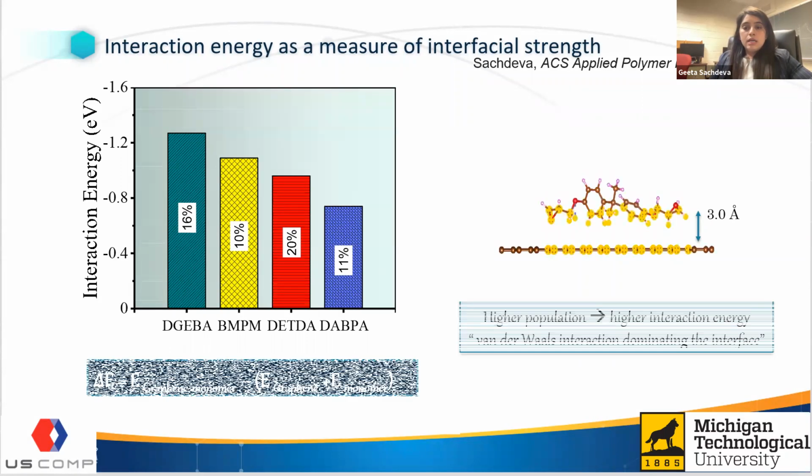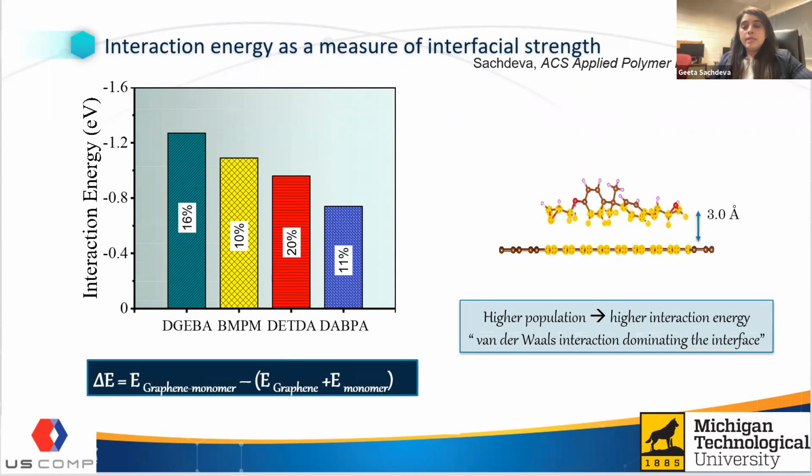In this slide, I'll be talking about the results obtained. The graph on the left-hand side shows that the epoxy resin, which is DGEBA, has higher interaction than the BMI resin. Similarly, for hardeners, the epoxy hardener DETDA has more interaction than the BMI hardener DABPA.